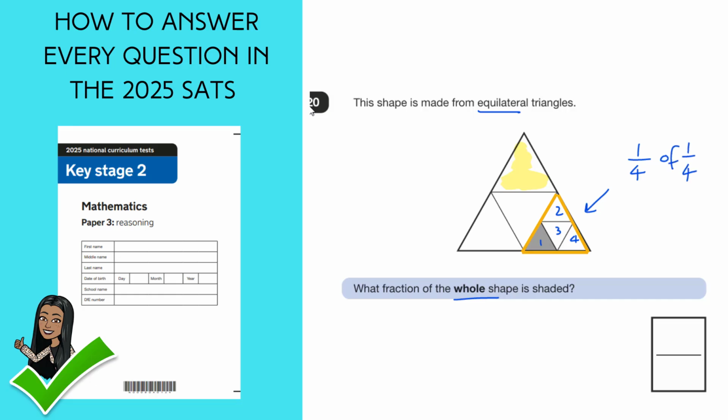To find what is shaded, "of" can be replaced with a multiplication, so we have a quarter times a quarter. So you are simply doing a multiplication of fractions. When we multiply fractions, we multiply the numerators, 1 times 1 is 1, and we multiply the denominators, 4 times 4 is 16. So that little triangle that is shaded is worth 1/16.